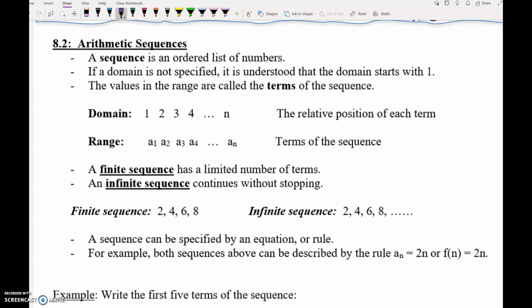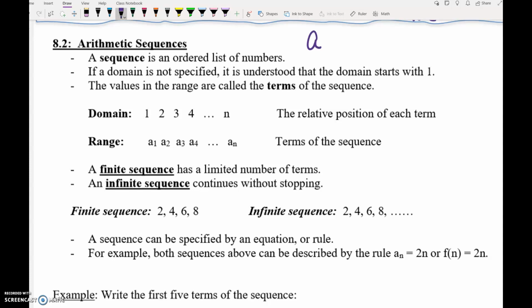Some background information on sequences. A sequence is an ordered list of numbers. Basically, the domain is like the term number. So 4 means like the fourth term of the sequence, and then the range is the actual terms of the sequence. We use subscript a lot with sequences.